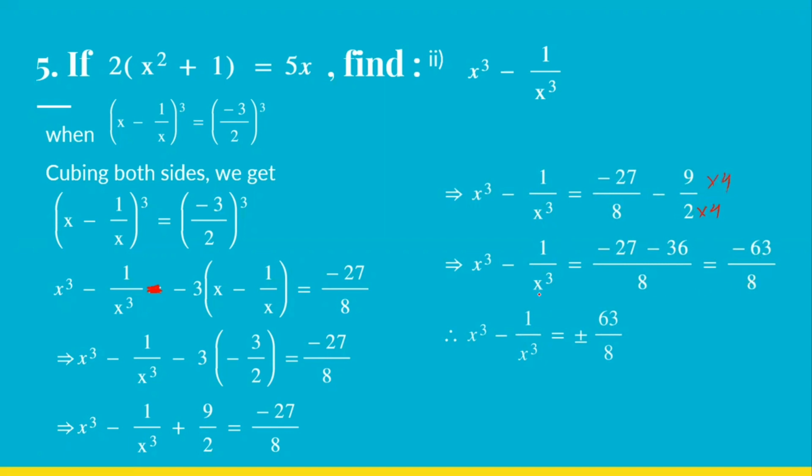So this is how we get the value of x³ − 1/x³ is plus or minus 63/8. So if you are taking plus 3/2, you are getting the value as positive 63/8. When you are taking minus 3/2, you are getting the value as minus 63/8.